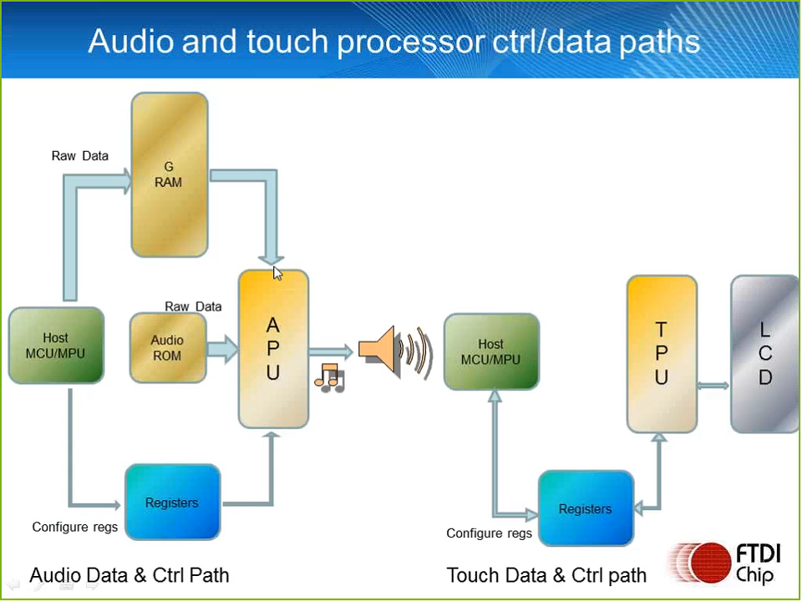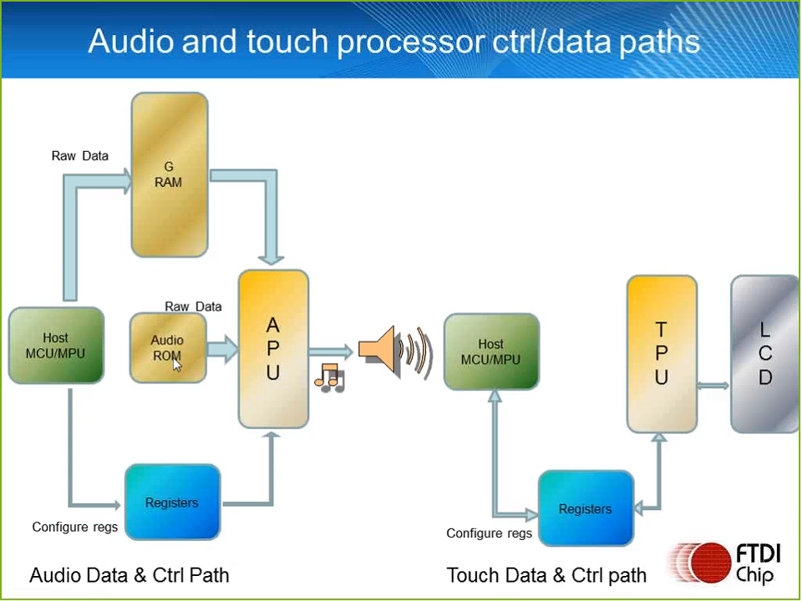Okay, here is that in a block diagram. You can see on the left our audio data control path, and on the right our touch data control path. And we have the audio processing unit to the speaker. We have raw data going through the GRAM, and we have an audio ROM. So again, this is where the actual audio is saved on the ROM, where you want to choose from one of the polyphonic sounds that we have included there.